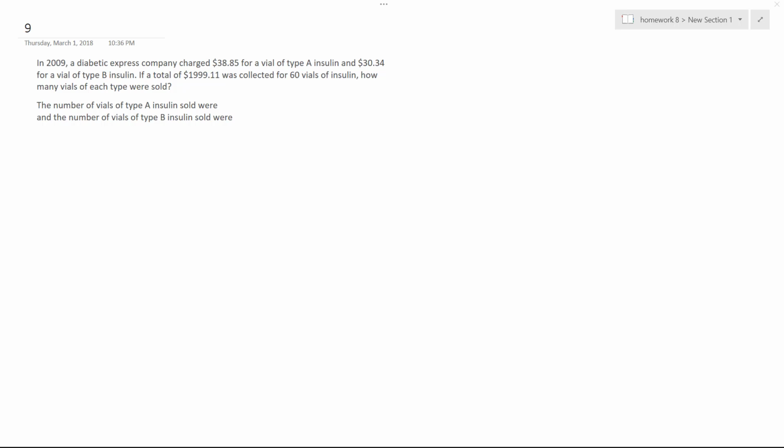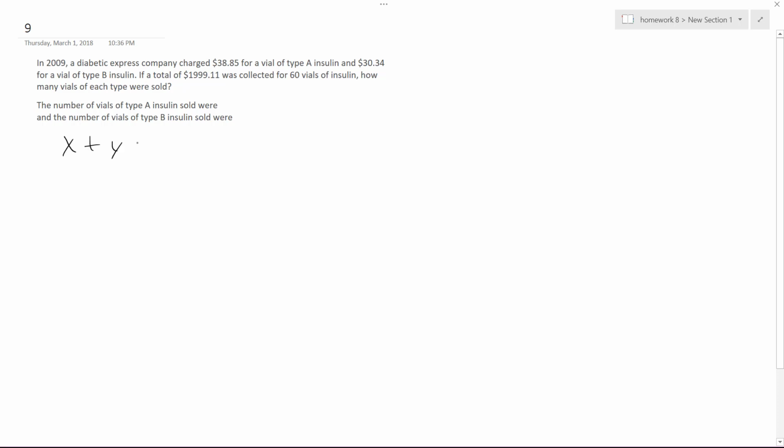So in 2009, a diabetic express company charged $38.85 for a vial of type A insulin and $30.34 for a vial of type B insulin. If totaled together, the purchases were $1,999.11 for 60 vials. How many vials were sold of each type?